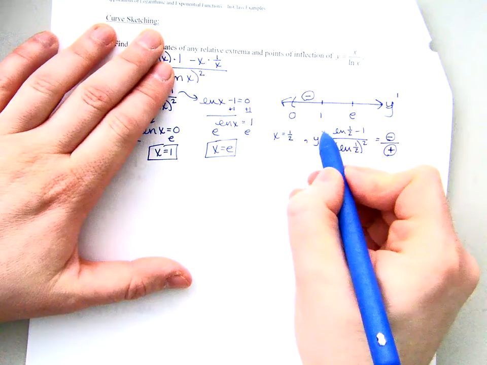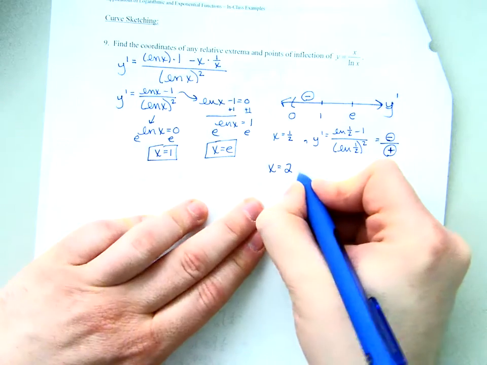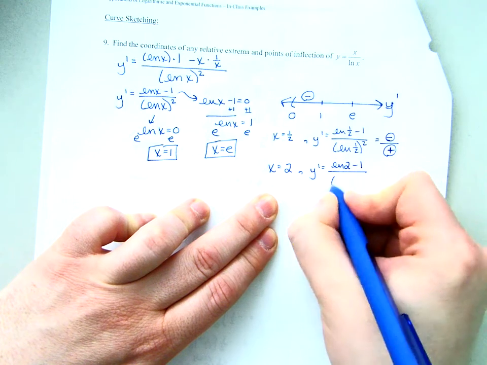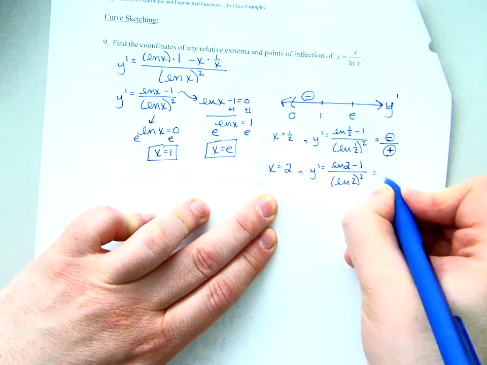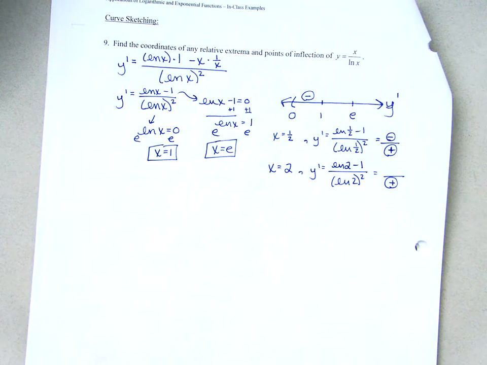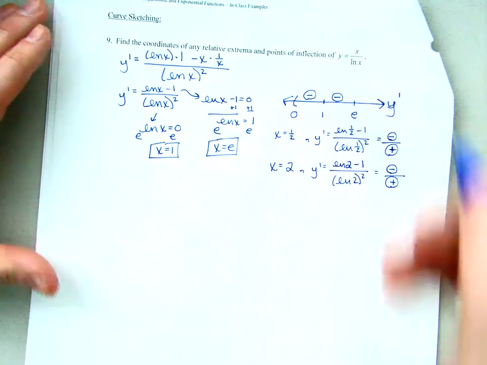Next, I need to plug in something between 1 and e. 2 would be a good number. So I'm going to plug in 2. I'm going to get y prime equals the natural log of 2 minus 1 over the natural log of 2 squared. Again, I don't care about the denominator because of the square. It is always positive. Is the natural log of 2 positive or negative? Positive, but it's less than 1. Good. Natural log of 2 is positive. Positive minus 1, in general, I can't say, but I know the natural log of e is 1. So the natural log of 2 is something less than that. A little less than 1 minus 1 will make that numerator negative. So my second region is negative.